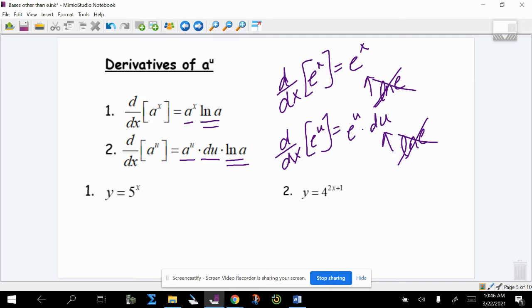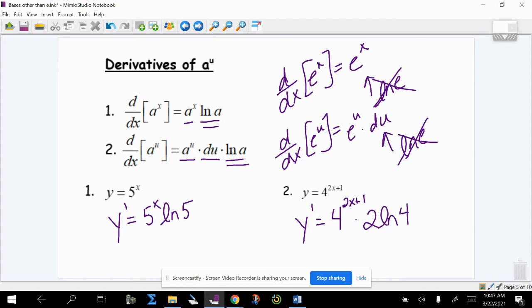Anytime this is presented on an AP test, it's usually incredibly straightforward, so we're not going to spend a ton of time looking at really complicated ones. So the derivative of 5 to the x is 5 to the x times the derivative of x, which is 1, times the natural log of the base number, which in this case is the natural log of 5. And that's it. Second one, also very straightforward. You have the original exponential, 4 to the 2x plus 1, times the derivative of the exponent, times the natural log of the base number. All of those things are being multiplied, so as long as you have them all written, it doesn't matter the order that you write them.